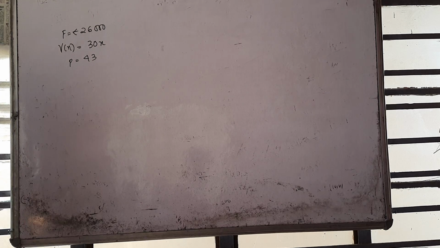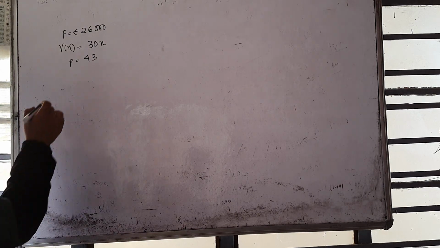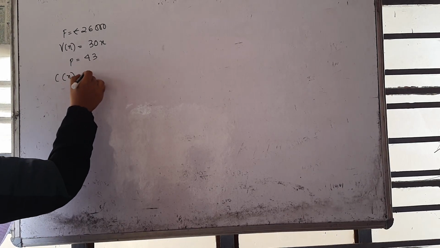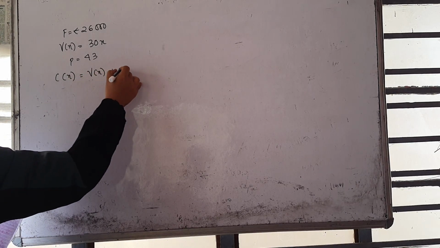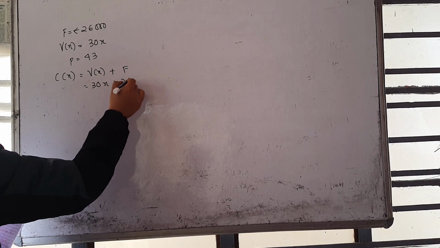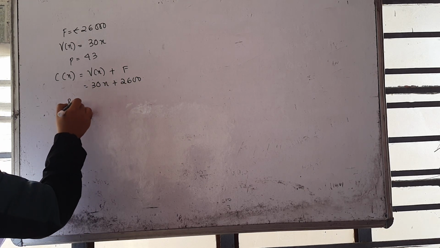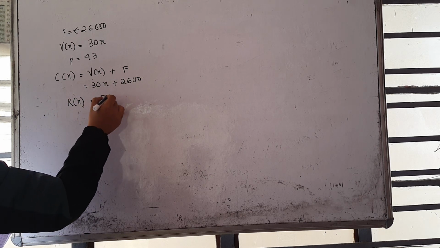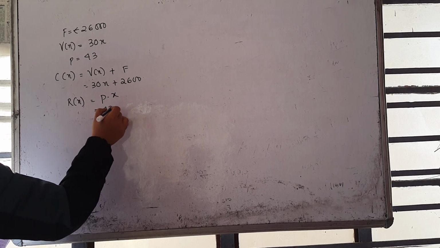What are they telling us to find? Can't you all find the break-even point out here? How do you find the break-even point? Please tell me. First, what do I write? Cx is equal to what? Vx plus f. Vx is 30x plus 2600. And what is Rx? P into x. So we have 43x.